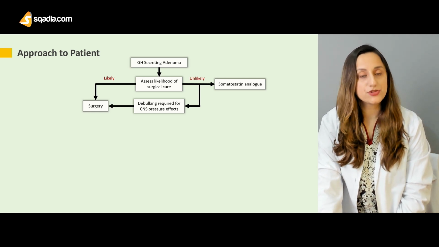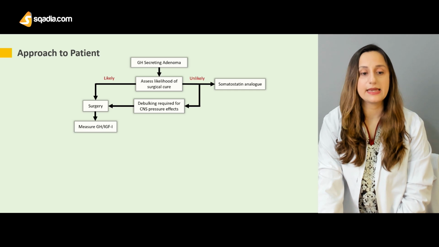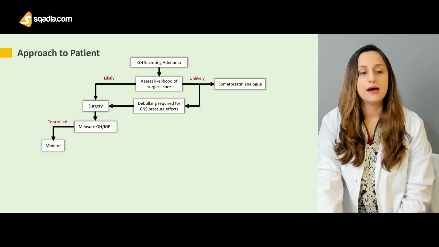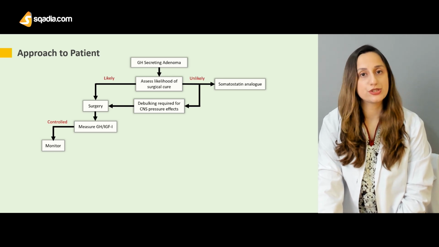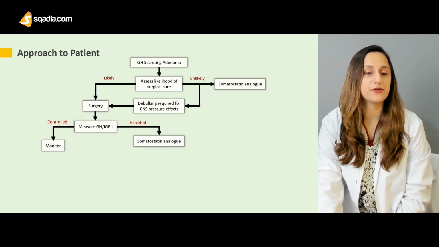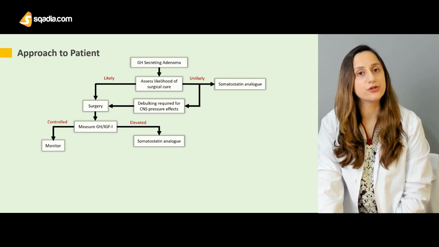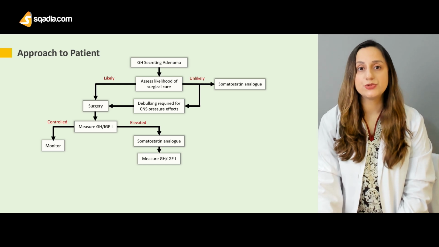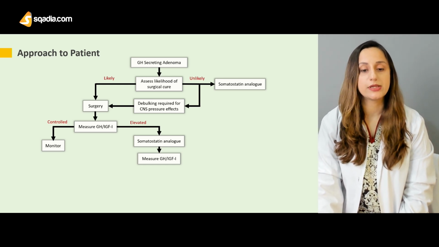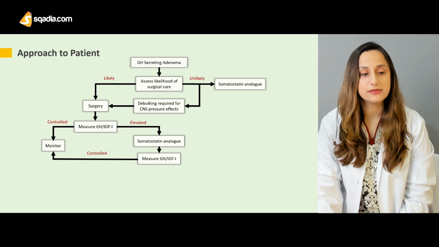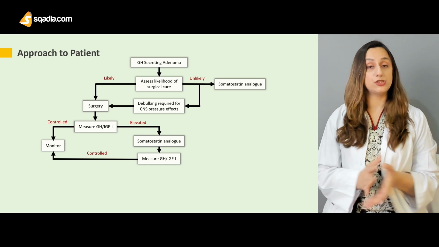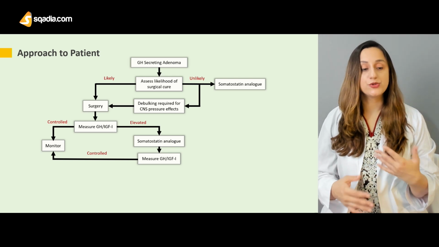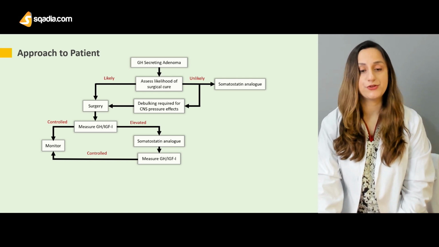The debulking procedure is obviously surgical in its technique, and you measure the growth hormone and the IGF-1 levels. If they are controlled, you are just going to put the patient on monitoring, and if they're elevated, you're going to start off with the oral treatment of the somatostatin analog. Again, you're going to look for the measurement of the growth hormone and the IGF-1 levels in the patient, and if you have controlled at this particular level, you're going to monitor the patient further on.